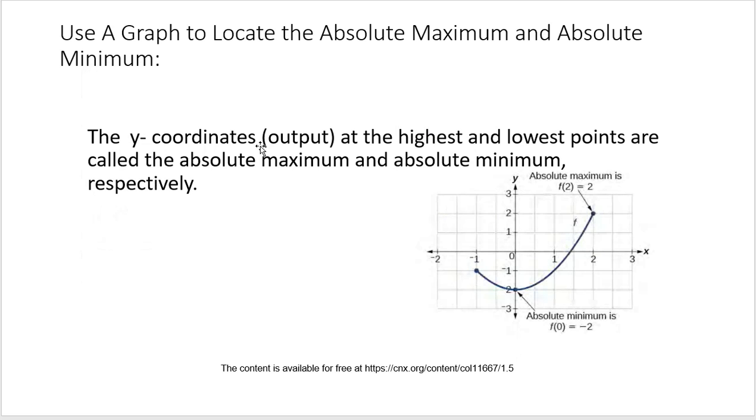So we have absolute maximum and absolute minimum. The highest point is called absolute maximum and the lowest point is called absolute minimum. This point is also local minimum. So local minimum can be absolute minimum.